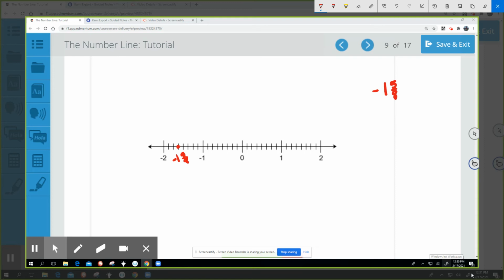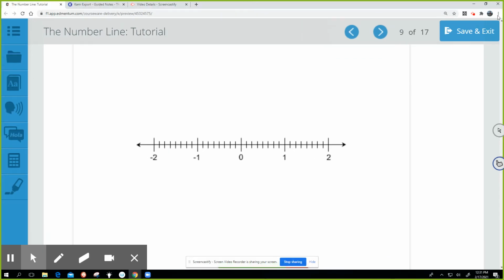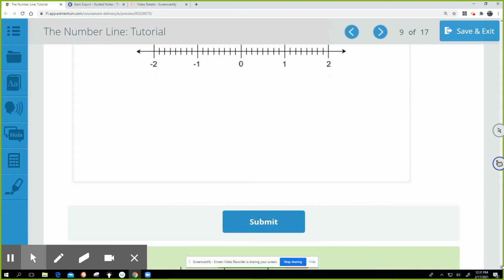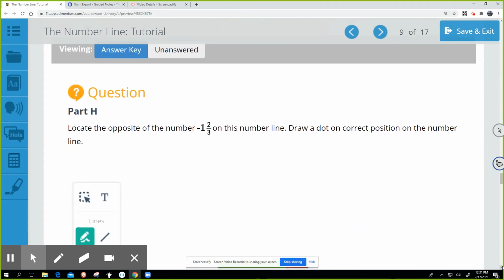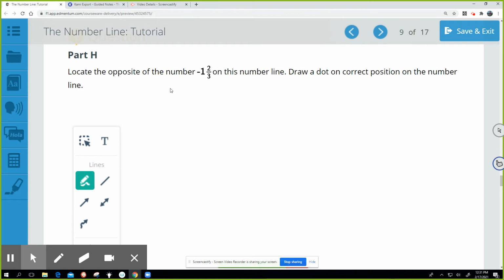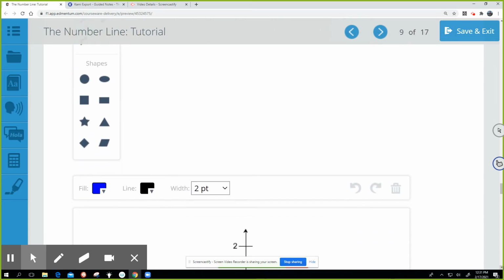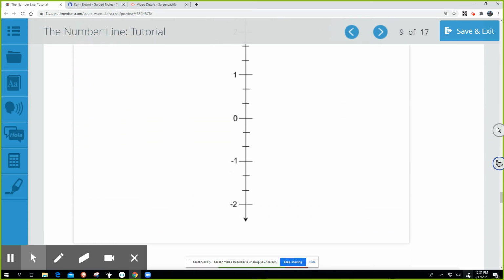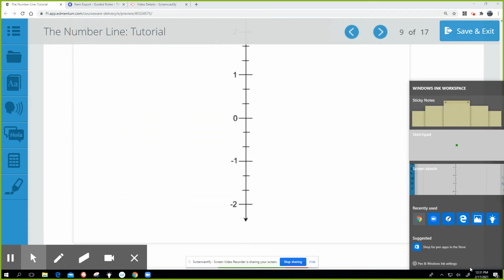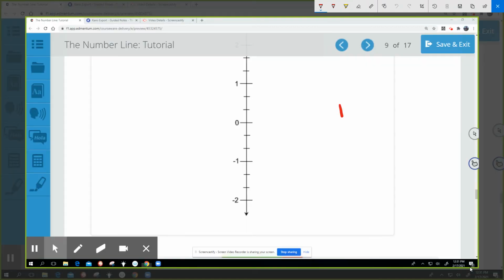Any questions on that one? No? All right. Moving on to the next one, which is part H. Locate the opposite of the number -1 and 2/3. So the opposite of -1 and 2/3 is going to be regular 1 and 2/3.